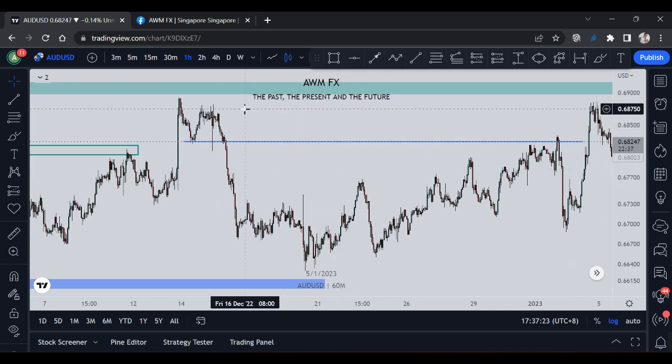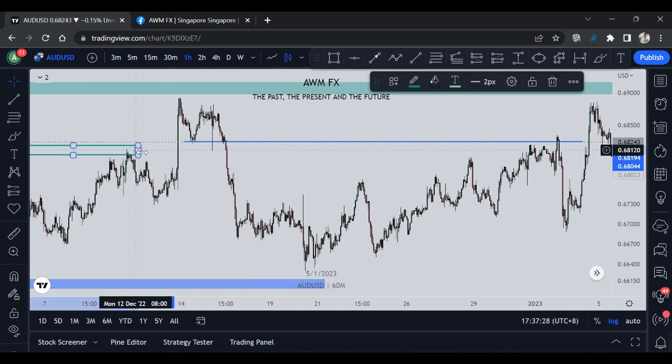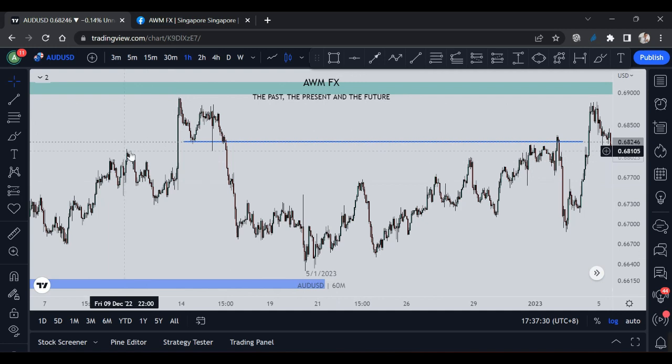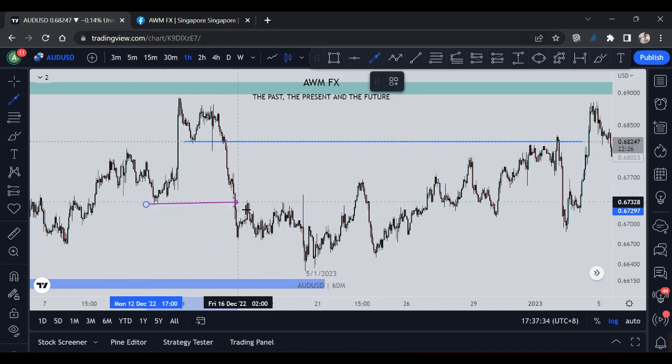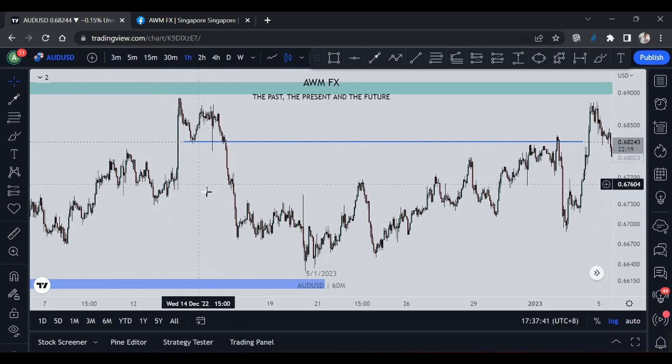First of all, let's look at what happens here. A lot of people might always think about the QML. Let me delete some of the things. This might be the QML, then there's some break of structure, something like that. So yeah, the approach is definitely correct.